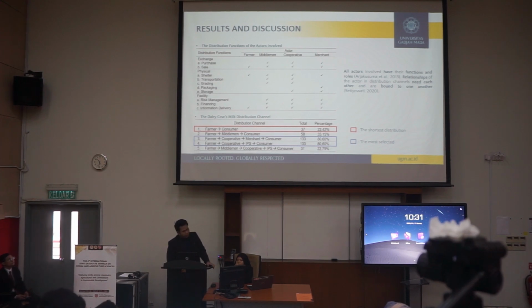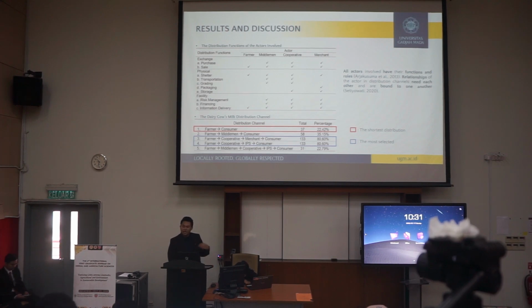The first, as you can see on the top, the distribution function of the actors involved. There are 4 actors involved in the distribution channel, and they have this different distribution function. But all actors involved in milk distribution channel have their functions and role, and relationship of each actor actually need each other and are bound to one another.